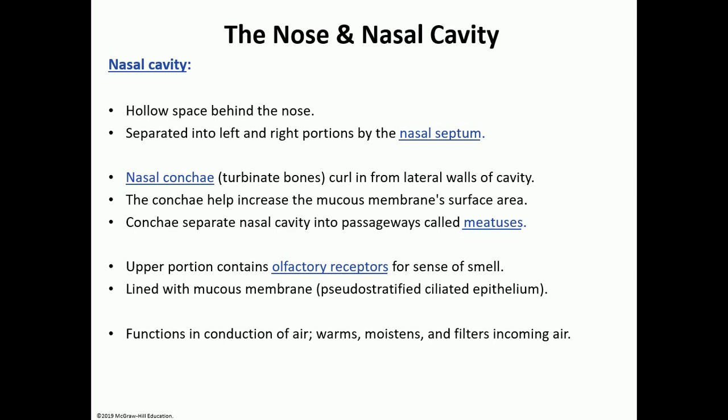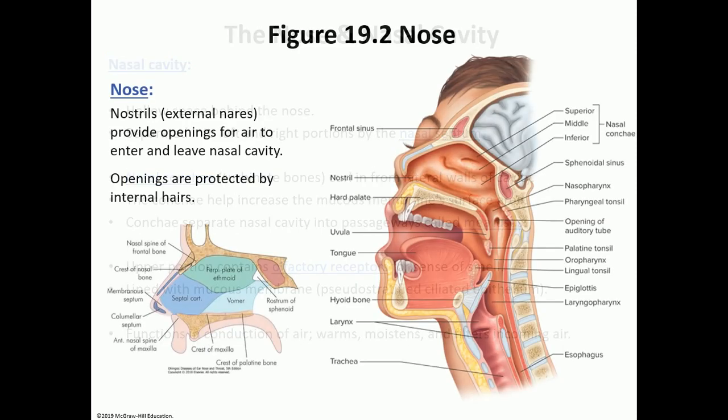So first off, we'll talk about the nose and the nasal cavity. The nasal cavity is a space right behind or beyond the nostrils. It's separated into a right and a left part by the nasal septum. The nasal septum is actually made by different bones. There we go. So this right here shows the different parts of the nasal septum.